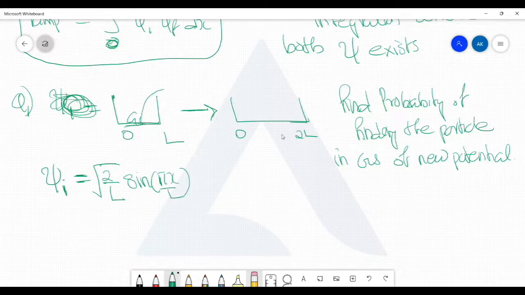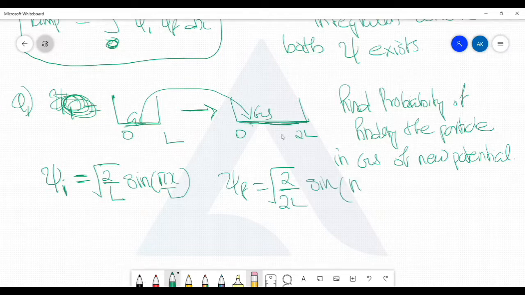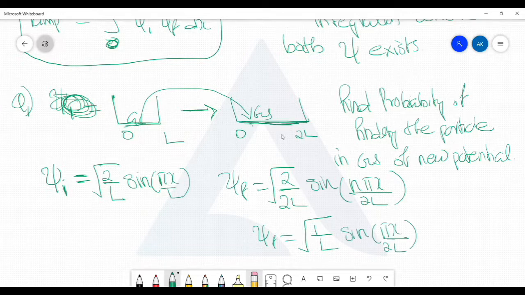We are required to find the probability of finding it in the ground state of the new potential. Therefore, our psi final state is the ground state of the new box, with length 2L. So psi final is root 2 by length, sine n pi x by length 2L. Since it is the ground state, psi final equal to root 1 by L sine pi x by 2L.